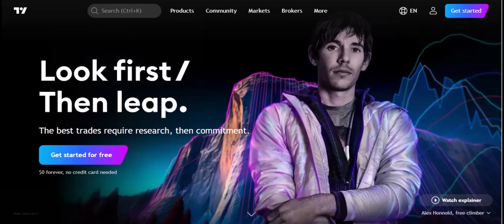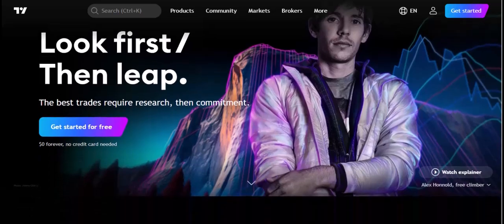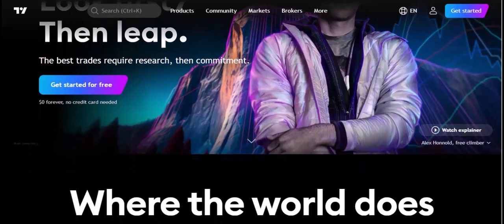Ever stared at a forex chart, feeling like you're deciphering an ancient language? You're not alone. Millions of traders worldwide rely on powerful tools to navigate the complex world of currency exchange. And chances are, you've heard of TradingView. But the burning question on every new trader's mind is, can you actually use TradingView for forex without spending a dime? That's exactly what we're diving into today.